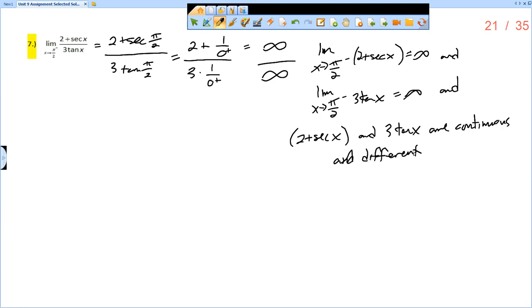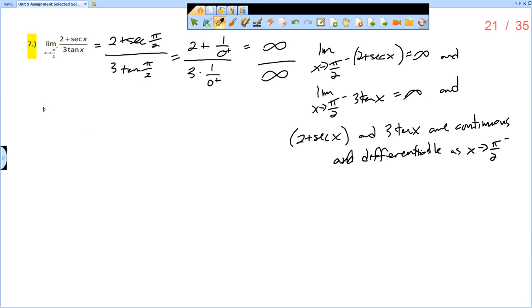Now, here's an important thing. As x approaches pi over 2 from the left, remember, we're not approaching from the left and from the right. Both secant and tangent are undefined at pi over 2, because they're approaching infinite value, but we're only approaching from one side. So they are continuous and differentiable as we approach pi over 2.